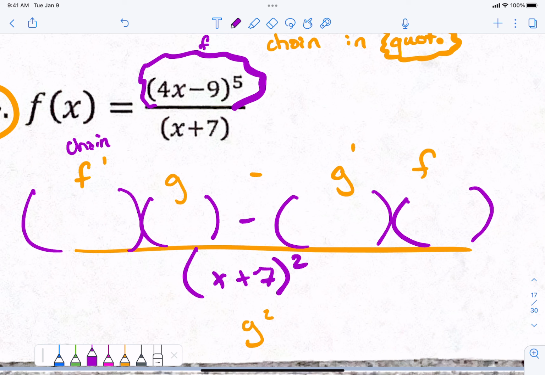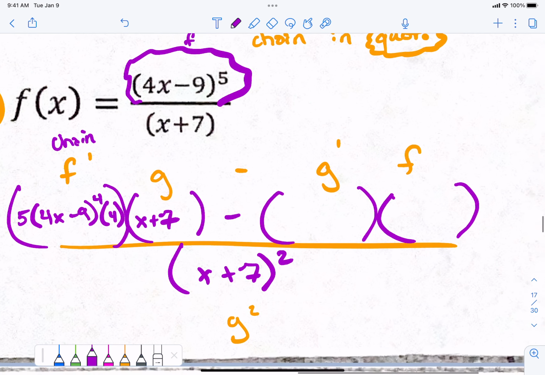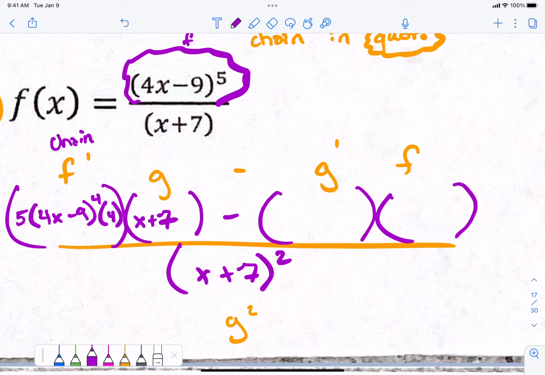All right, F prime. Let's do the derivative. 5 parentheses 4x minus 9 to the 4th power times 4, the derivative of the inside. G just stays x plus 7, minus what's G prime? 1. F is just that other stuff: 4x minus 9 to the 5th power.